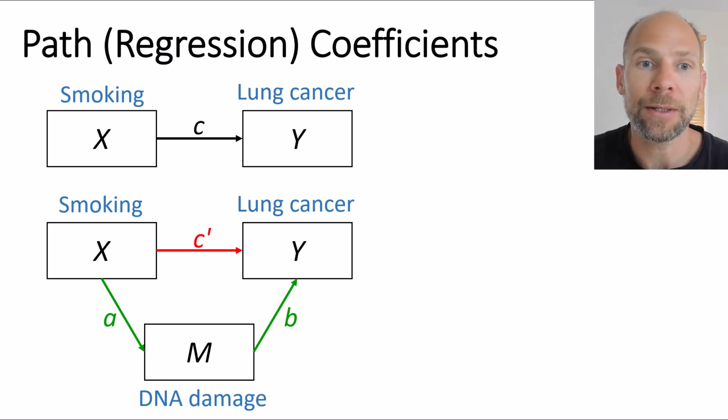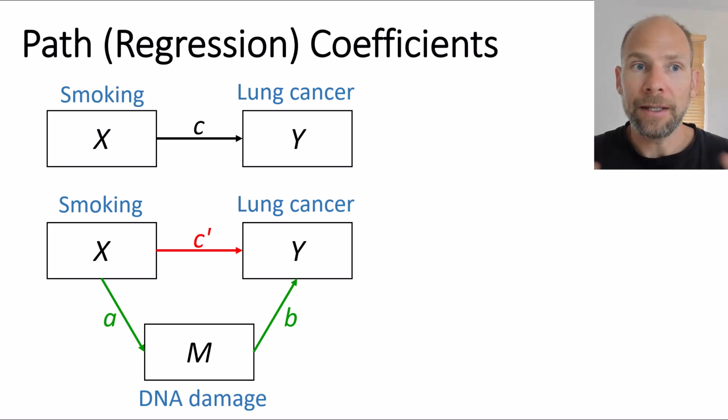In that situation, C prime could be 0 or near 0. In other cases, we may only have partial mediation such that C prime is maybe smaller than C but is not 0. So in that situation, X might still have a direct effect on Y, and only part of the effect of X on Y is mediated through M. And that could be the case, for example, if we have other mediators that are not in the model, and so there's a remaining effect of X on Y here.